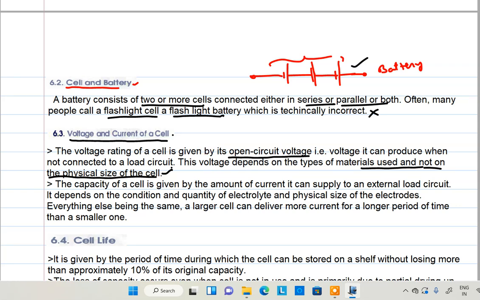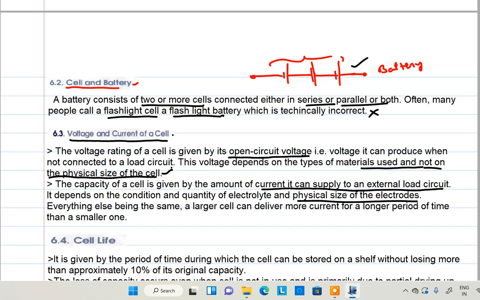Coming to the current capacity. The capacity of a cell is the amount of current that can be supplied to an external load. Clear? The voltage rating is the open circuit voltage across the open circuit terminals when not connected to the load. But capacity is the amount of current delivered to the load. It depends upon the condition and quality of the electrolyte and the physical size of the electrodes. So this is a very important distinction between the voltage and current of a cell.